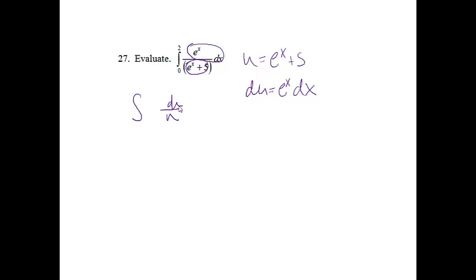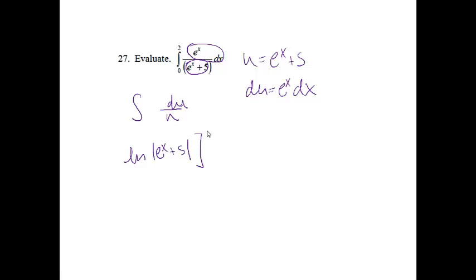Okay, 27, evaluate. On this one, if there is more than one e in the problem, I always let u be a chunk. So I'm going to let u equal e to the x plus 5, which means the derivative is going to be e to the x dx. And I notice that is just nicely in my problem, so I'm going to rewrite it. So I notice that my chunk is on the bottom, and everything else turned into du, and du is always in the numerator. So the integral of du over u is just the natural log of u.